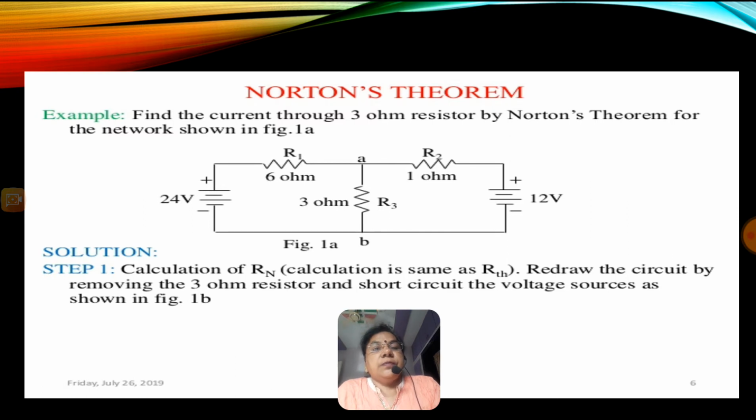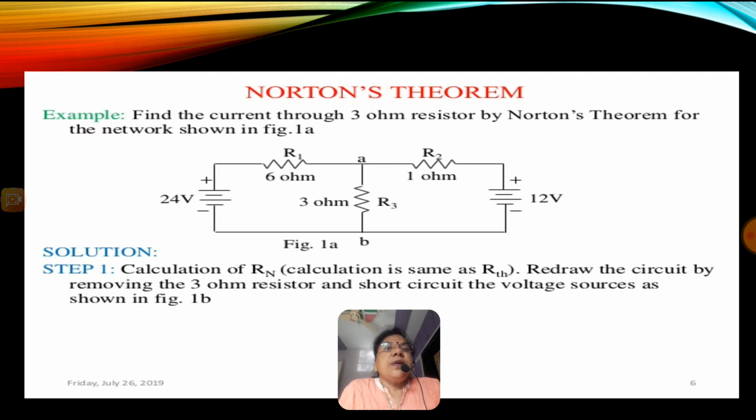Now we will see the example. We will apply this Norton theorem to the given circuit in which 6 ohm, 3 ohm and 1 ohm, three resistances are connected, and 24 volt and 12 volt batteries, two batteries, are connected in the circuit. This particular network can be solved using the superposition theorem, Thevenin theorem, Norton theorem, KCL, KVL, or Ohm's law also. But the shortest, simplest way is Norton theorem.